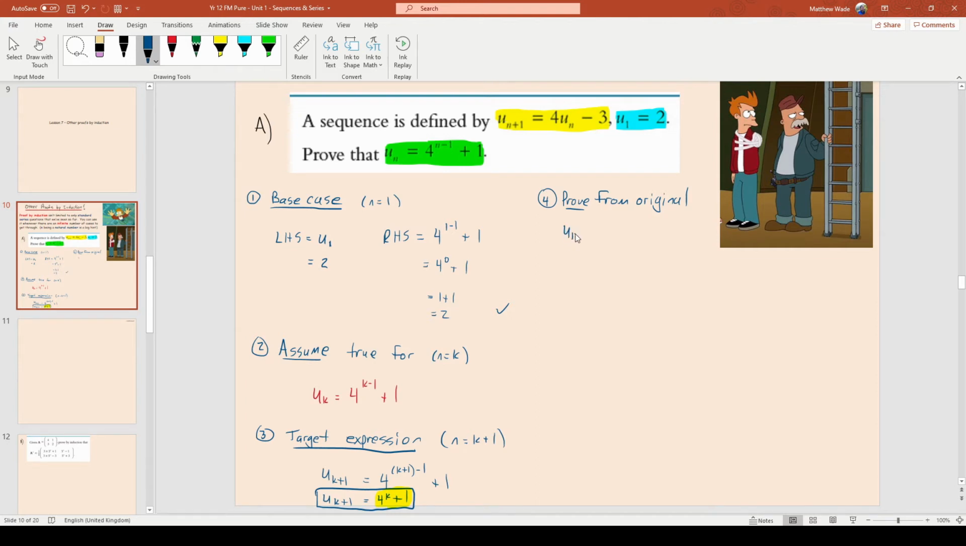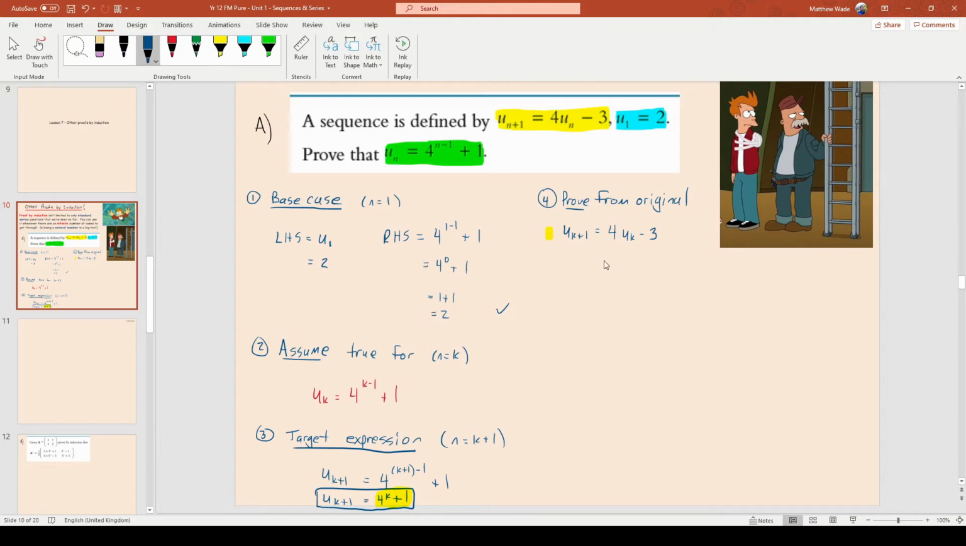It's going to be u to the k plus 1, and on this side, it's going to be 4 lots of u to the k minus 3. So that's from the yellow, okay? Can you see that? That we're working from the yellow. Now, my goal is that it will equal up with the target expression when I'm done. So we're going to make the yellow one equal up with the target expression. So let's do it, buddies.